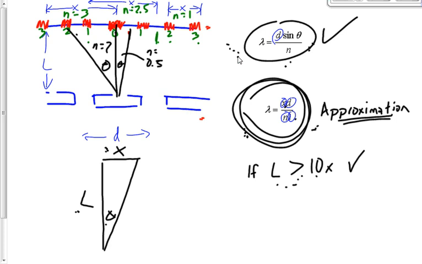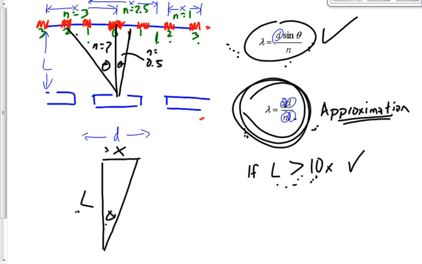Now, the reality is the number isn't exactly 10 times. You could get away with going slightly more than that. We're being a little bit conservative on that one, but it's a nice, easy number to look at. You can tell most times without even punching it into your calculator that L is greater than 10 times X. Right?